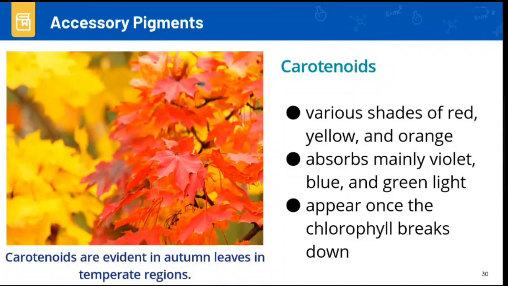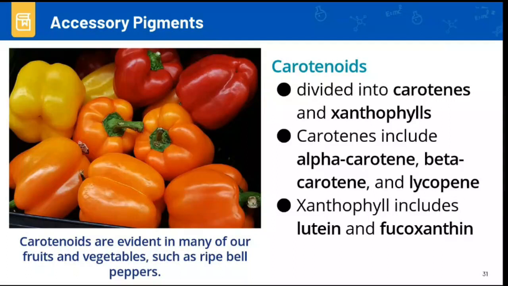Now, these carotenoids can also be divided into two groups. So these are your carotenes and your xanthophylls. Usually, carotenes are red-orange pigments, while your xanthophylls are usually yellow to brown pigments. Okay, always remember that one, carotenes, red and orange, while your xanthophylls, yellow to brown pigments. So carotenes include your alpha carotene, beta carotene, and your lycopene. And your xanthophylls include your lutein and your fucoxanthin.